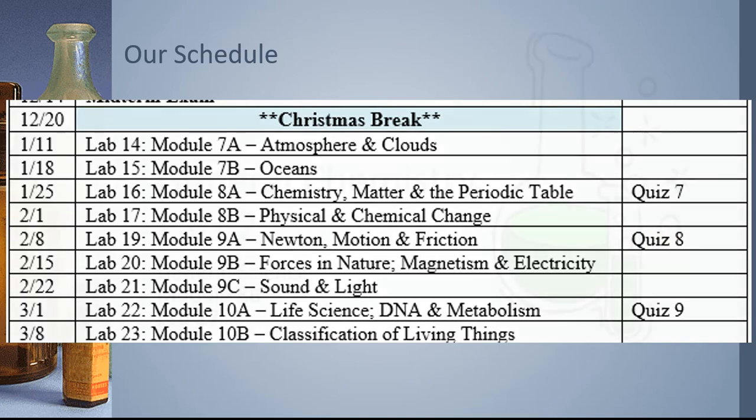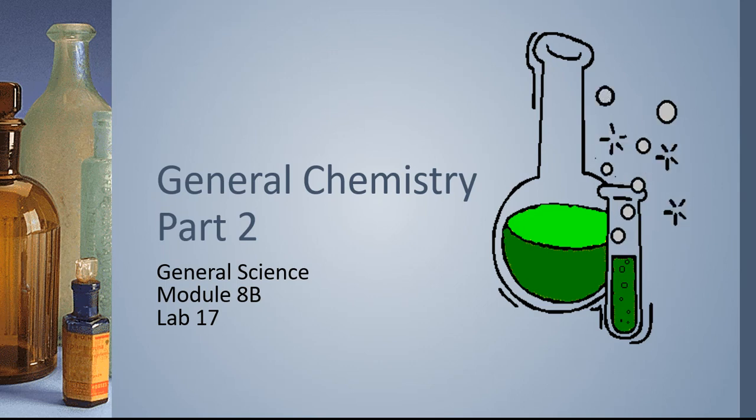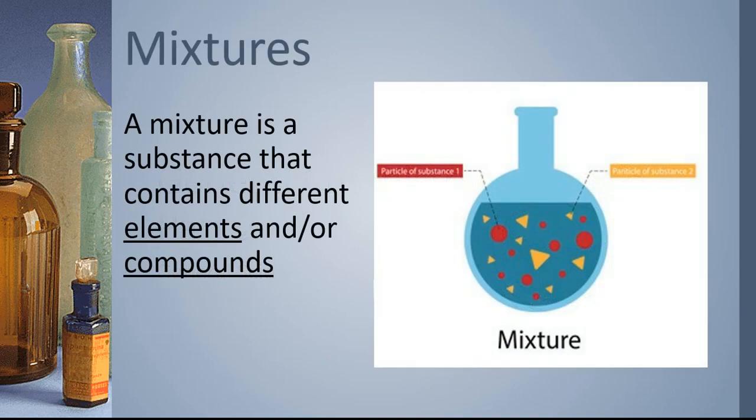All right, so let's get started on our lecture today. Now we are looking at chemistry still. We started that last time. We talked about elements in the periodic chart of the elements and various things like that. We're going to get a little more detailed this week. Okay, we're going to start off with something called a mixture.